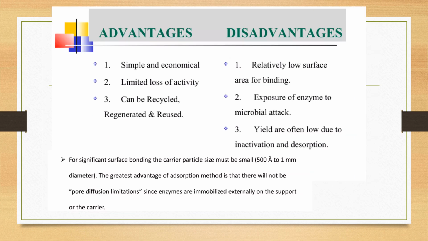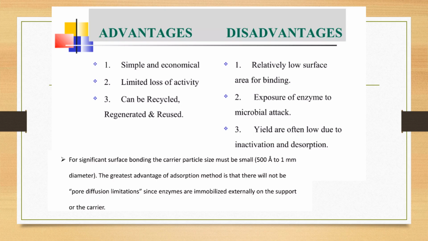Advantages: simple, economic, limited loss of activity, and the enzymes can be recycled and reused. Disadvantages: low surface area, exposed enzyme, since the organic carriers may undergo microbial attack, and yield is very low. And it has been noted that for this physical binding, the carrier's particle size must be small, that is 500 micrometers to 1 millimeter in diameter. That only should be the carrier's particle size.